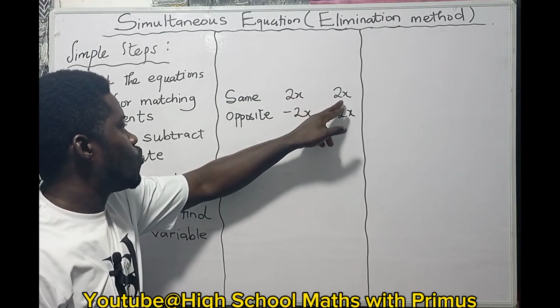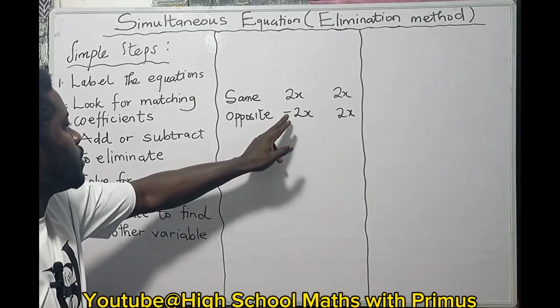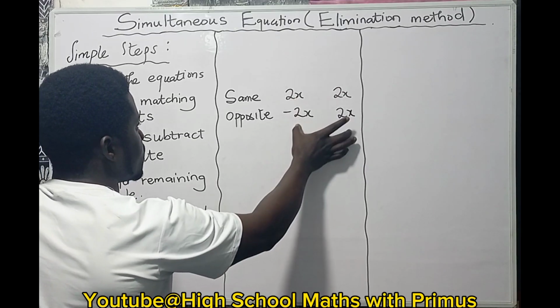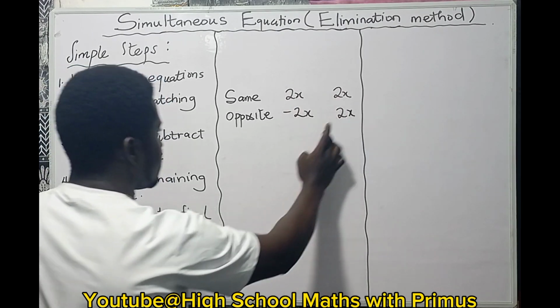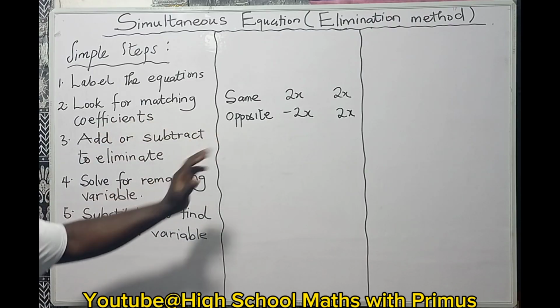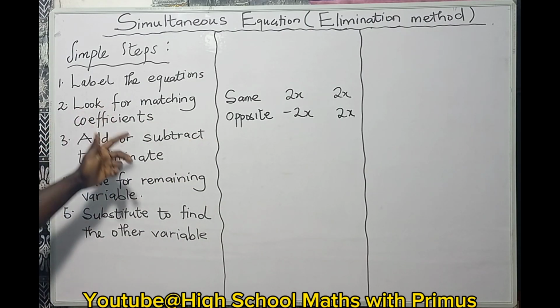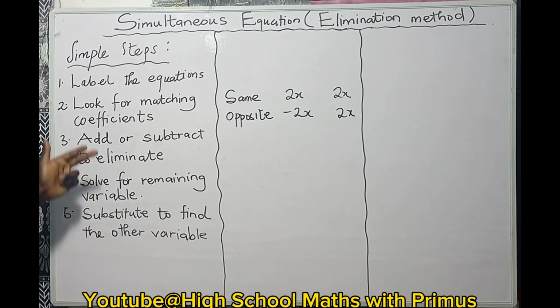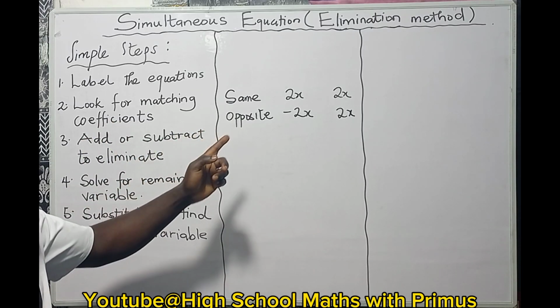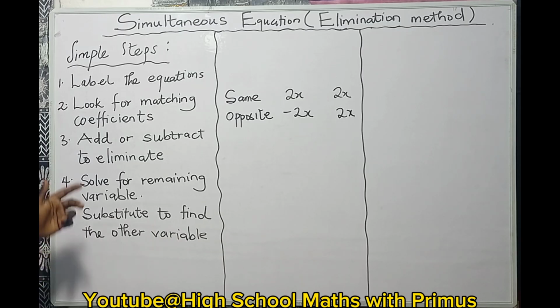We have 2 here, 2 there. It means they are the same. We have negative 2 here and positive 2 here. They are opposite. Any of these are considered to be matching. So this is matching and that one too is matching. So that's the meaning of matching coefficients. After identifying the matching coefficients, we will then add or subtract to eliminate the variable with that matching coefficient. Afterwards, we will solve for the remaining variable and then we substitute the result back into any of the equations and then we get the other variable.